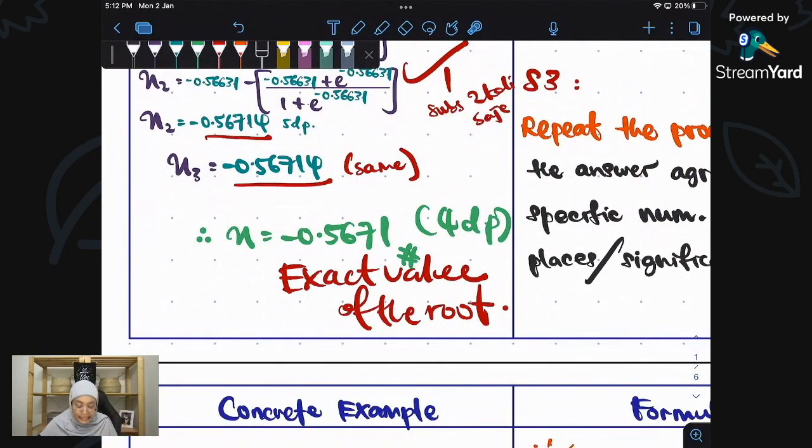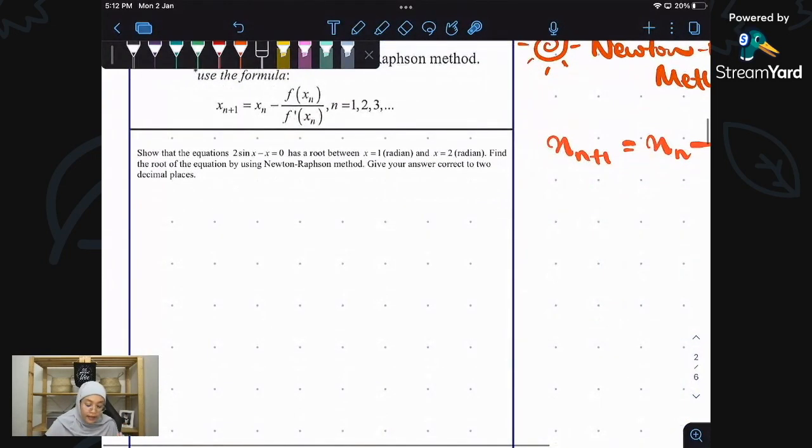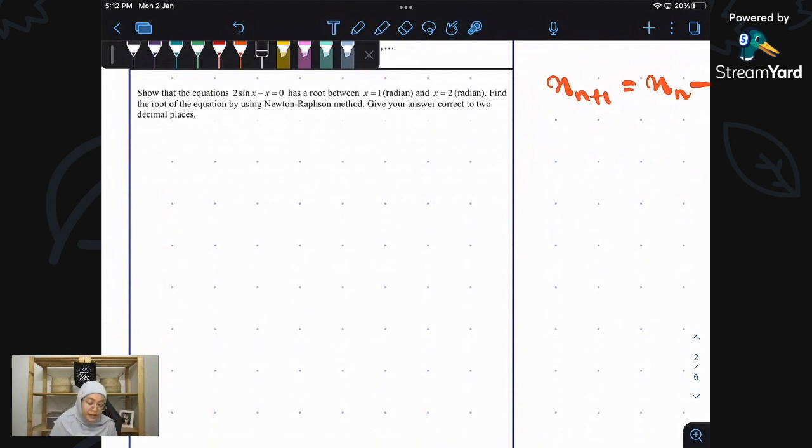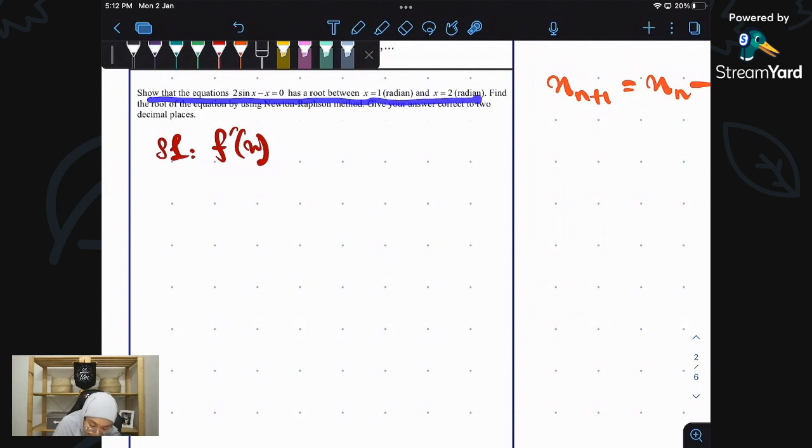Let's go to another example so that you can understand better how to use this method. Again, I repeat, step one is just finding the f prime. But before you find the f prime, I would suggest we read the question first. It says show that the equation 2 sine x minus x equal to 0 has a root between these values. See, it gave radians too.